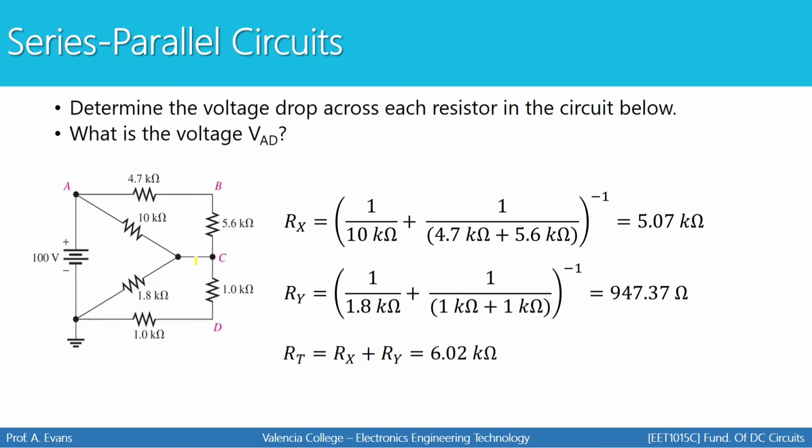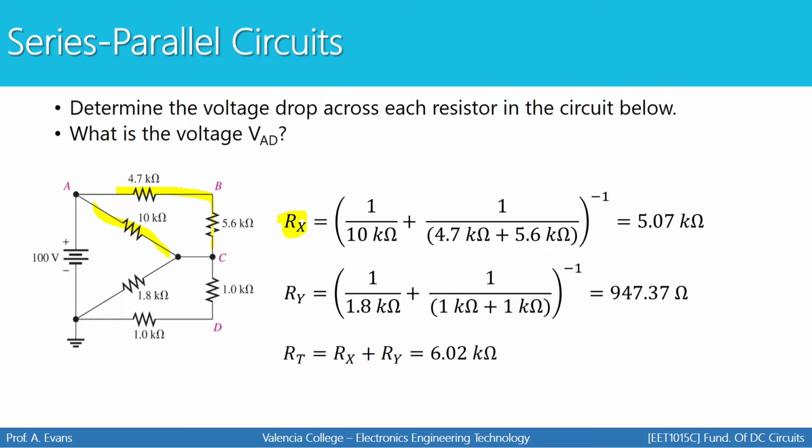So what you'll see on the screen is how we're going to first start by finding the total resistance in this circuit. First, we're going to start with something I call Rx. Rx is going to be the combination of this resistor and these two resistors. This path is in parallel with this path. These two resistors are in series, so you're going to combine them.